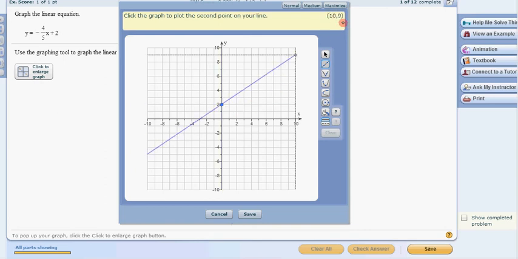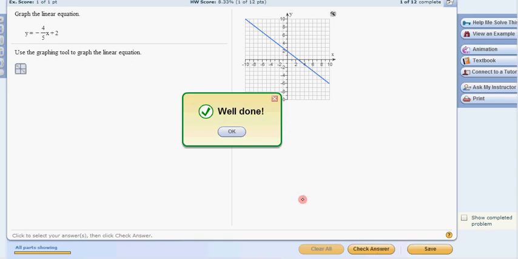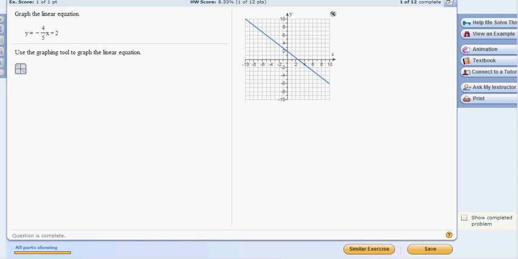Remember to look up here in this upper right hand corner if you're not sure you're pointing to the correct location. The next one was 5, negative 2. So once you put the second dot, it draws a line. Click Save, and then check Answer, and hope for the best. Yep, we got it. That's all there is to it.